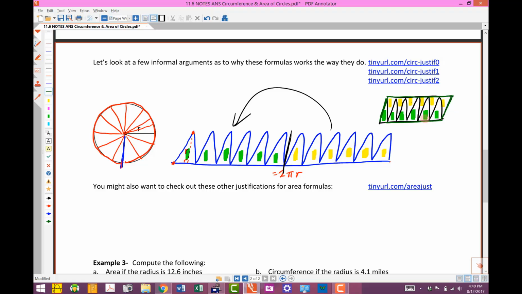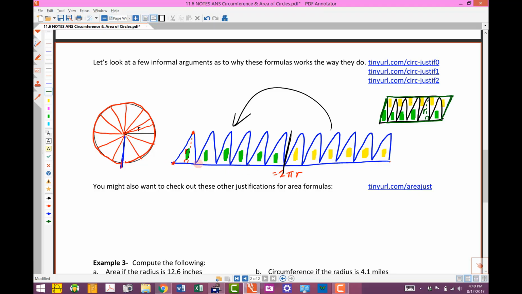Now, how far is it from the top to the bottom? Well, I'm going to erase one of these. It's going to be r units tall. It's going to be the radius. And how far is it from here to here?